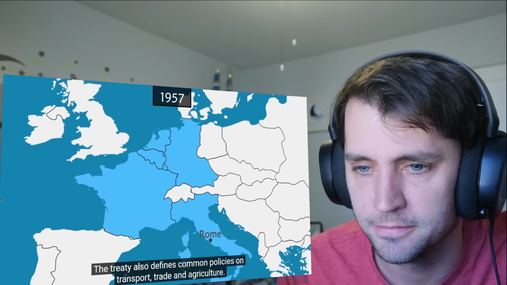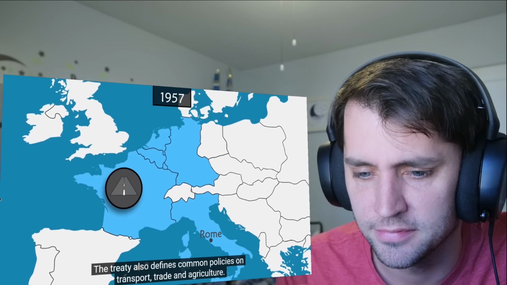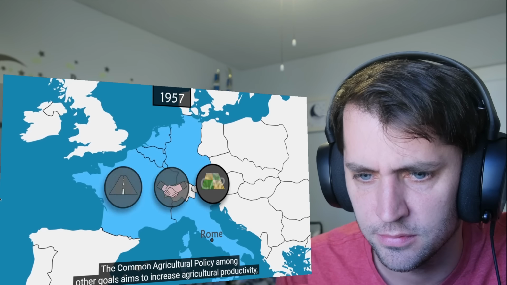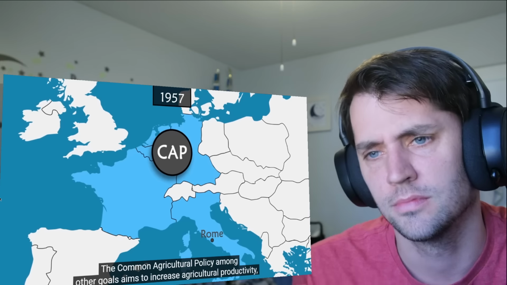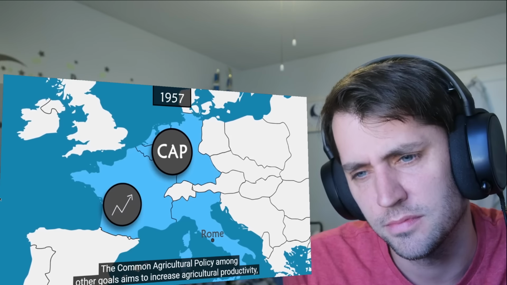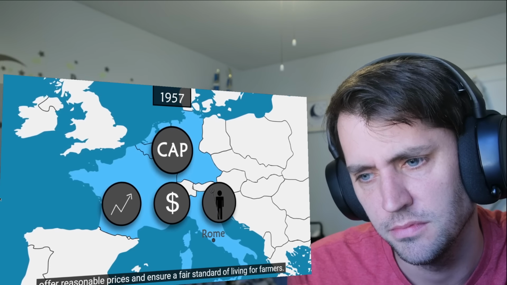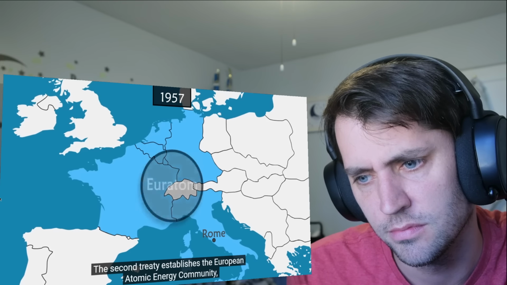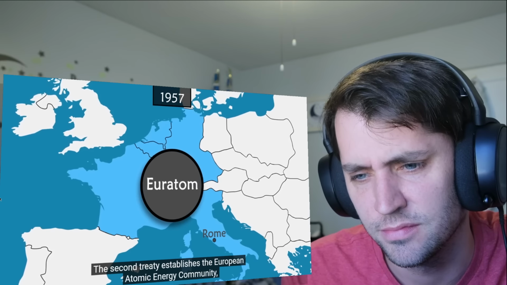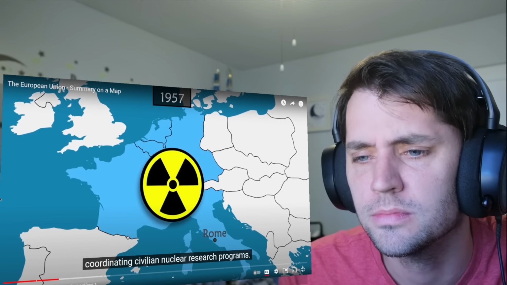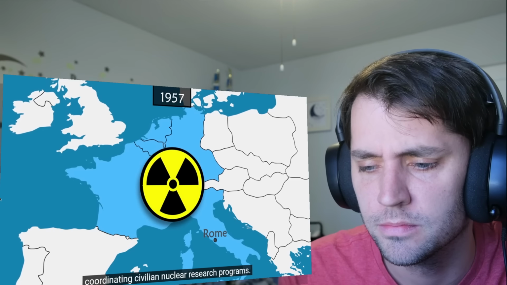Wow. The treaty also defines common policies on transport, trade, and agriculture. The Common Agricultural Policy, among other goals, aims to increase agricultural productivity, offer reasonable prices, and ensure a fair standard of living for farmers. The second treaty establishes the European Atomic Energy Community, coordinating civilian nuclear research programs.